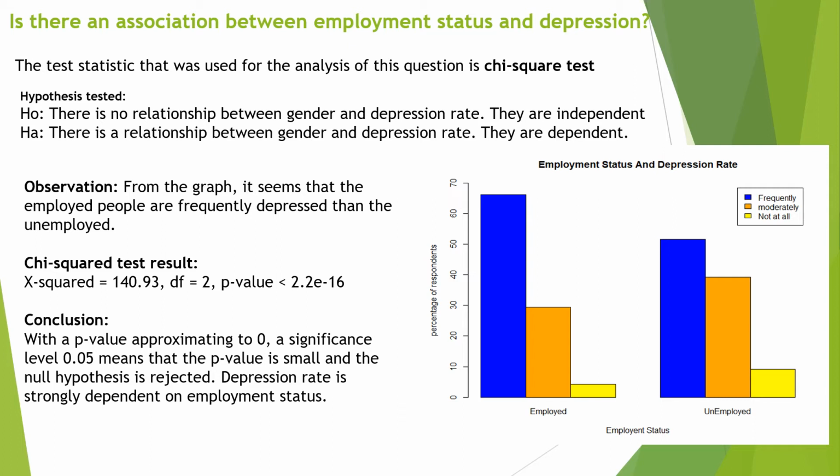What has this predicted? It is predicting that of those who are unemployed, the majority are not depressed at all. And those who are employed, that's the blue line as you can see, are mostly depressed. About 65% of them are mostly depressed. How true is this? Let's find out from the chi-squared test that we just did. The chi-squared test brought a p-value of approximately zero, which suggests that indeed employed people are more depressed than the unemployed, which is plausible because of the work that they do and the stress that it puts on them.